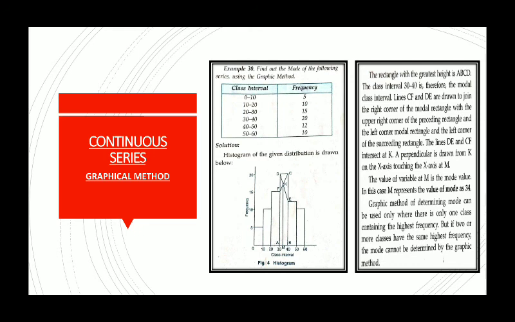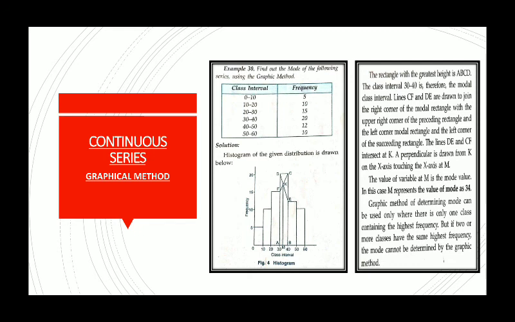Answer will be 34. Now the graphical method of determining mode can be used only where there is only one class containing the highest frequency. If two or more classes have the same highest frequency, then mode cannot be calculated by the graphical method.